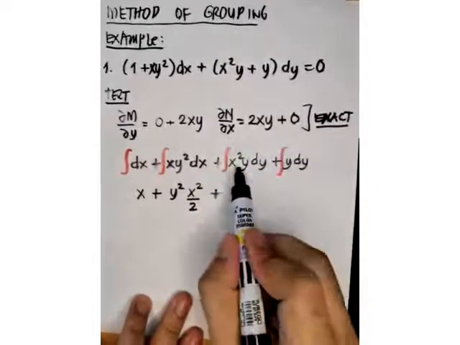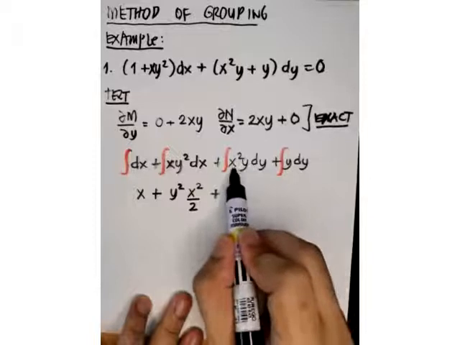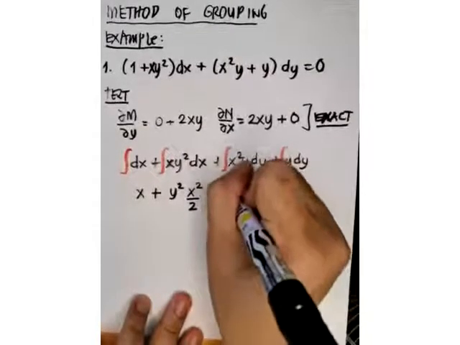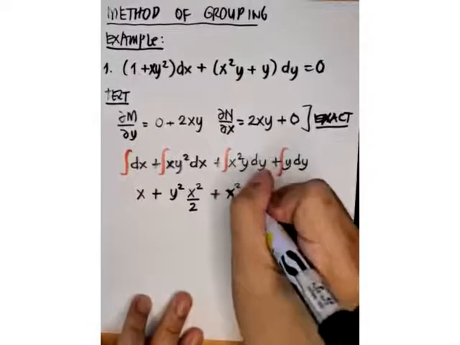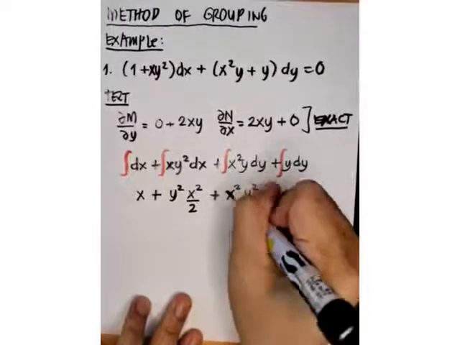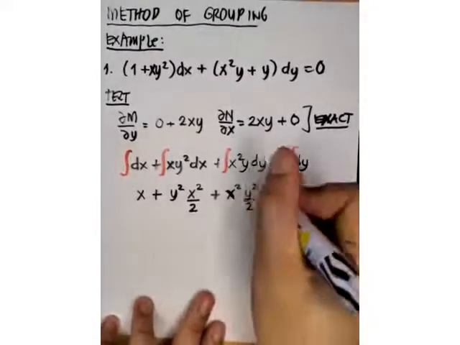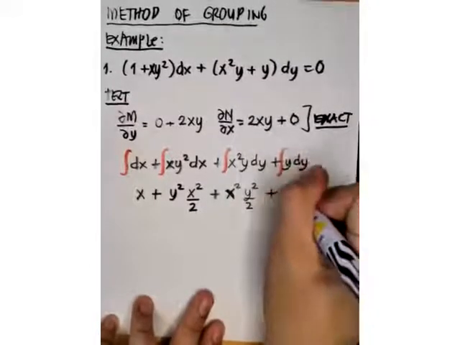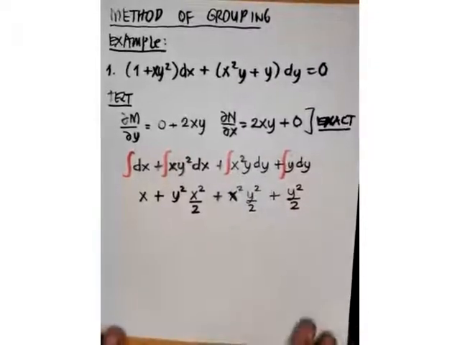Ito naman, x squared y dy. Integral natin siya in terms of y, so that means yung x is a constant. So, x squared. Ano ang integral ng y dy? Power rule, y squared over 2. Plus, ano ang integral ng y dy? That's y squared over 2.